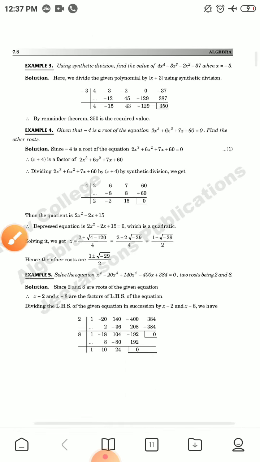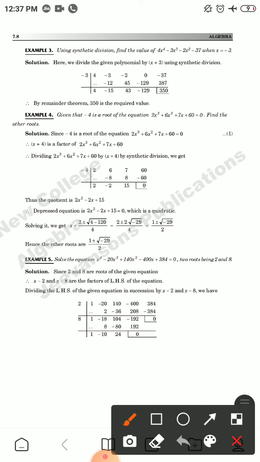Next problem: using synthetic division, find the value of 4x^4 - 3x^3 - 2x^2 - 37 when x = -3. Here we divide the given polynomial by x + 3 using synthetic division. We write the coefficients 4, -3, -2, 0, -37 in a horizontal way, marking lines as horizontal and vertical, and writing the multiplier, -3, on the left side.